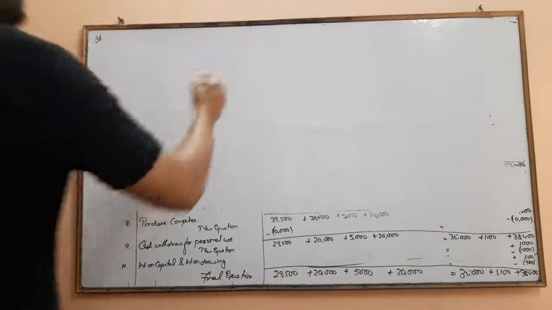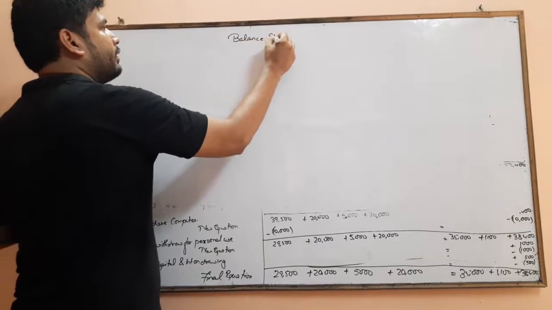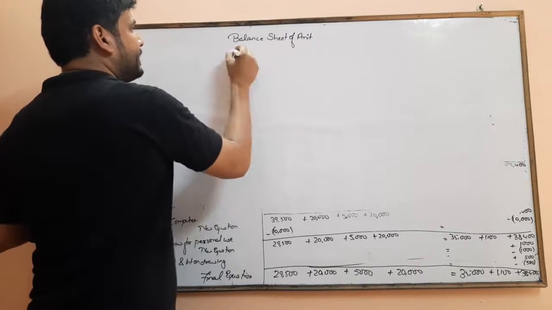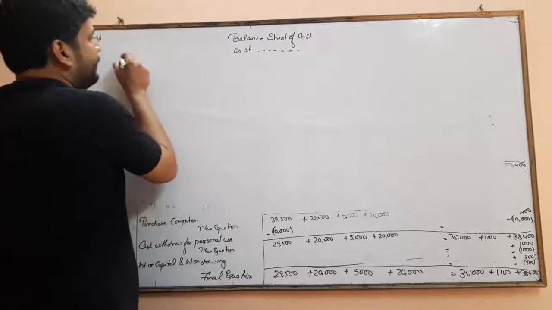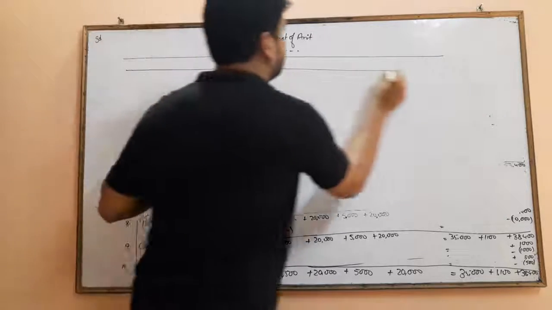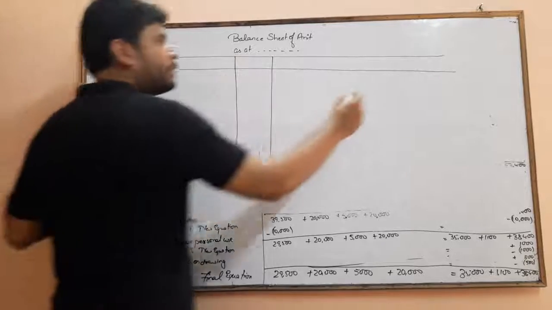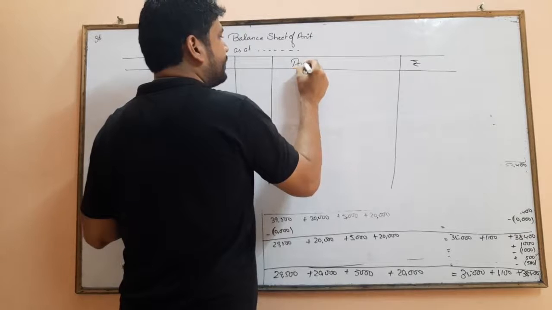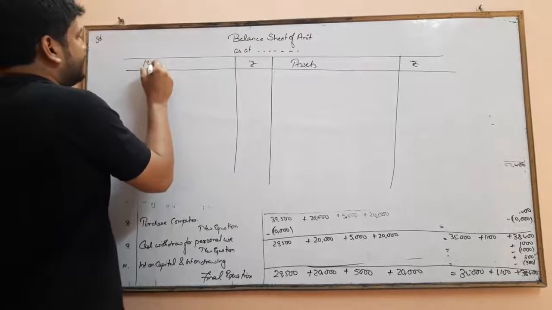Now let us create a balance sheet. Balance sheet of whom? Of Anil's company, that is Anil. Which date? As at, I don't know the date as it is not mentioned in the question, so we will keep it blank. As at now. So first, this is the format. On the right hand side assets and on the left hand side the liabilities will be written.